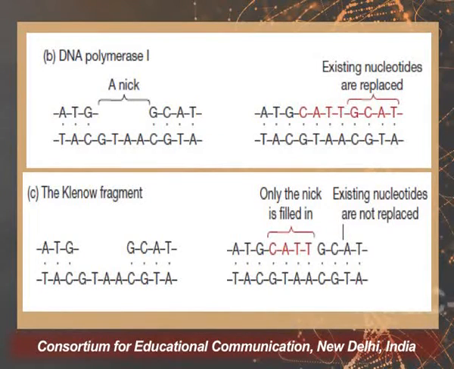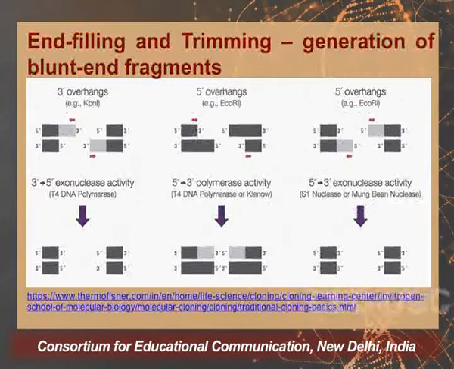That will only fill the gap and will not override the existing DNA fragment. So, that can also be used to copy the DNA molecules. So, an important part for the generation of blunt end fragments is to do the end filling and the trimming by the use of these enzymes. So, these are the different possibilities that can occur in the two different sources of DNA which we are using.